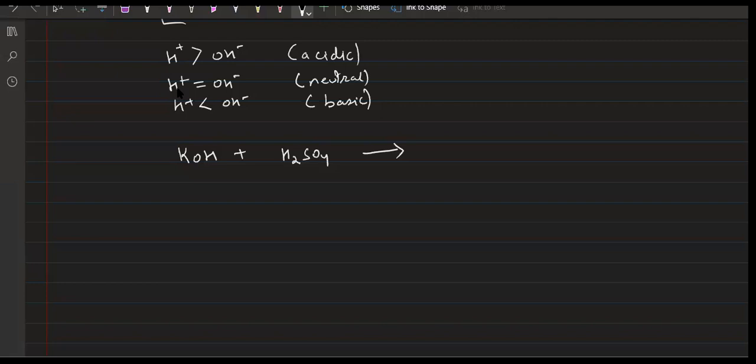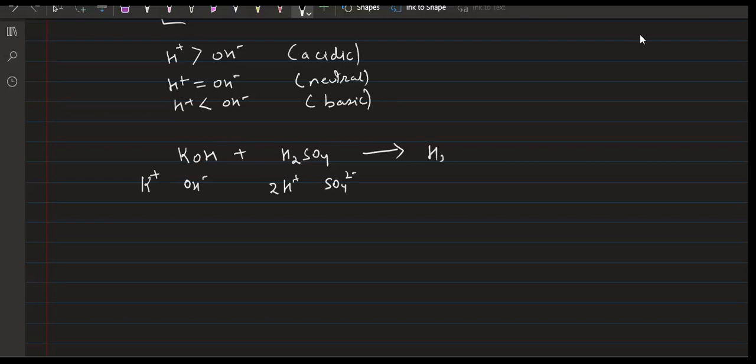See, you have to start with K, which is potassium. Now we know K is potassium, so it will be K plus OH minus, right? Then it is H plus, right? SO4 2 minus. This is 2H plus actually.